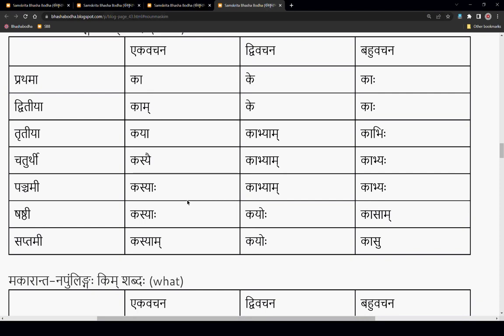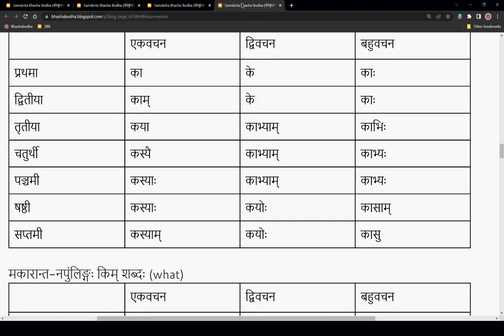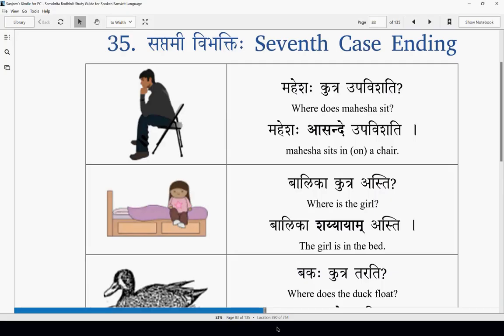So in what we can use kasmin or kasyam. However, in the same meaning, we can use kutra in place of kasmin or kasyam. So kutra becomes an avyam. It is used in the sense of Saptami, kutra, in what, or where. So the meaning becomes kasmin or kasyam. So here, Maheshaha kasmin upavishati can be a question. Maheshaha asande upavishati. Balika kasmin asti.